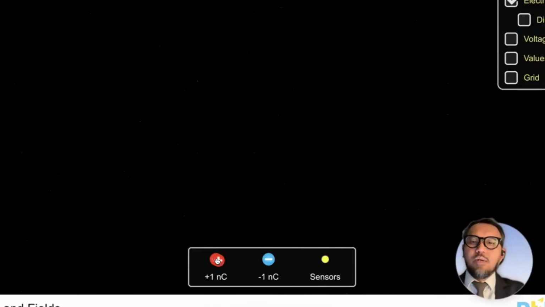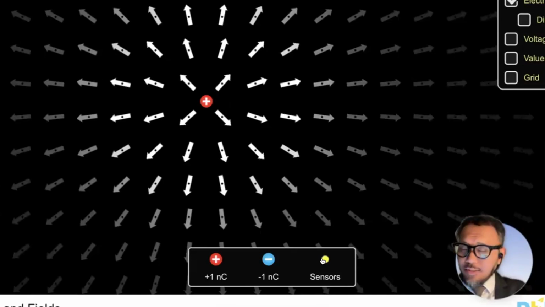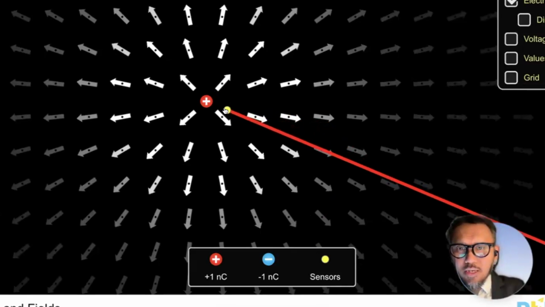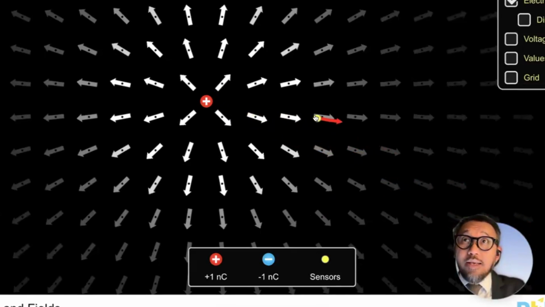So we can put a charge, and a charge can produce a field. And there are no forces. It's just, every charge generates a field. And only if there is another charge, there is force. So for example, the test charge is always +1. So the closer the charge, the higher the force.